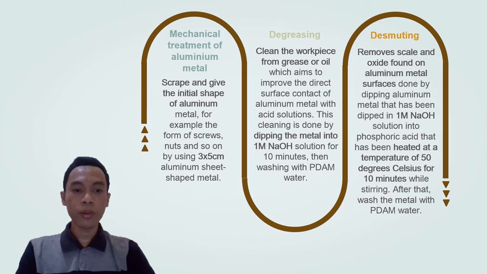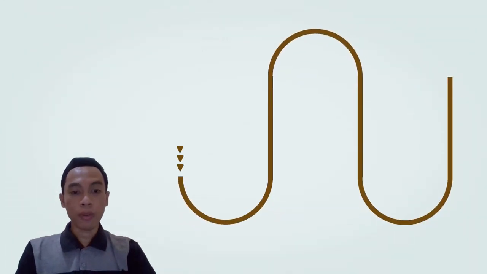Why? Because we need to remove scale and oxide formed on the aluminum metal surface, and then clean it with water again. The next step is racking. What is the racking process?